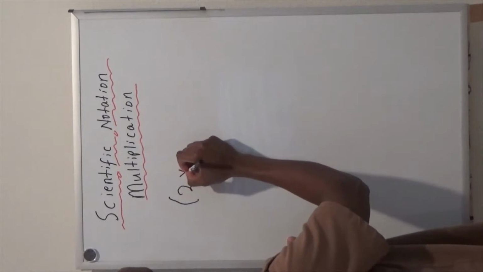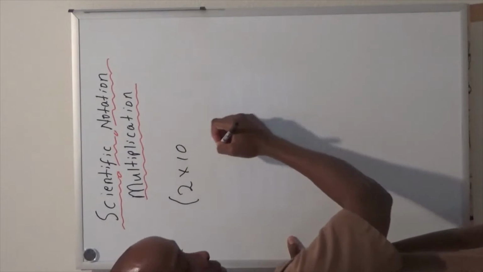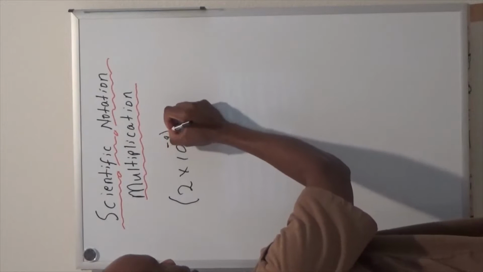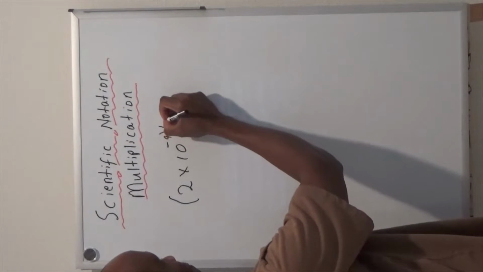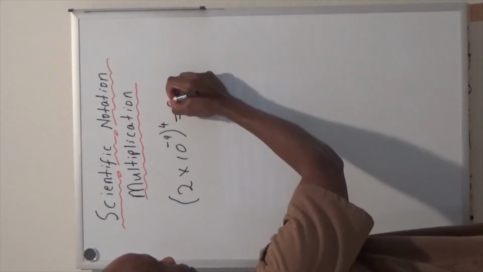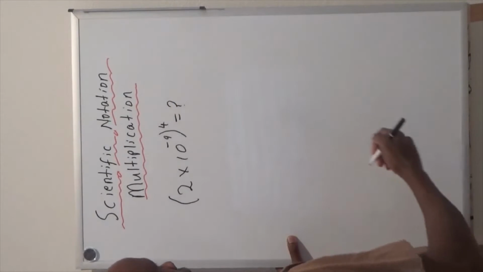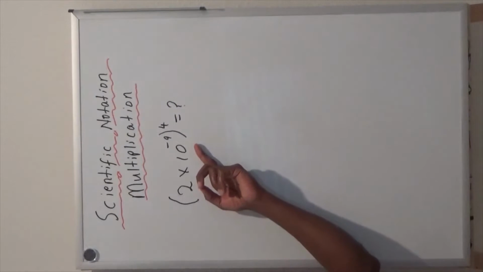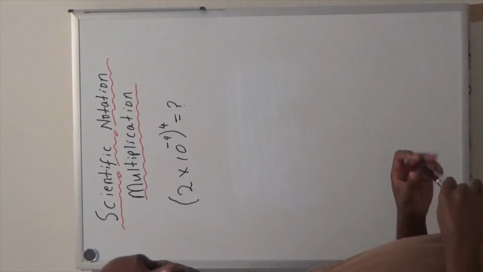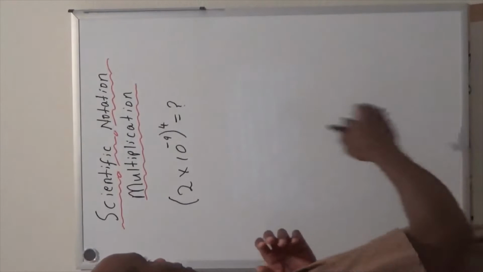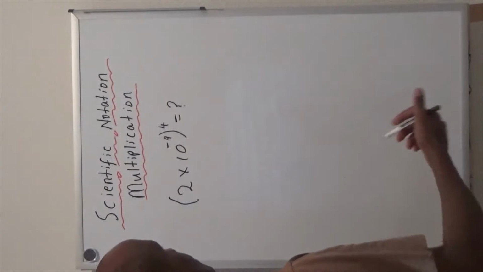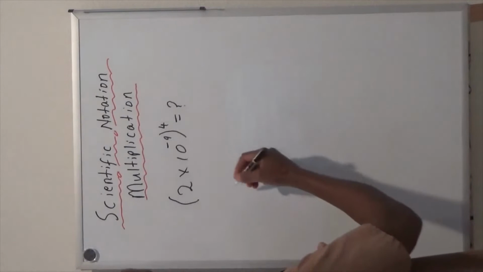2 times 10 to the power of minus 9, to the power of 4, equals what? I will start with a simple one. Then I will show you how to do a big number, like multiplying two of these with another number. So stay with me. Let's start with this one.